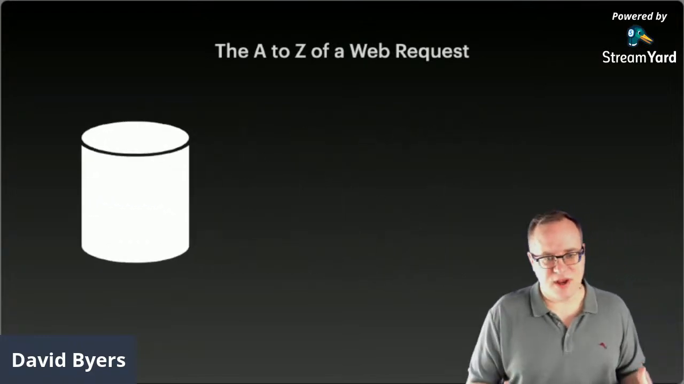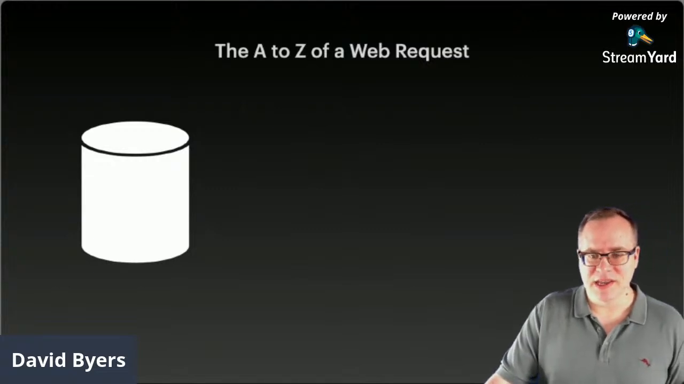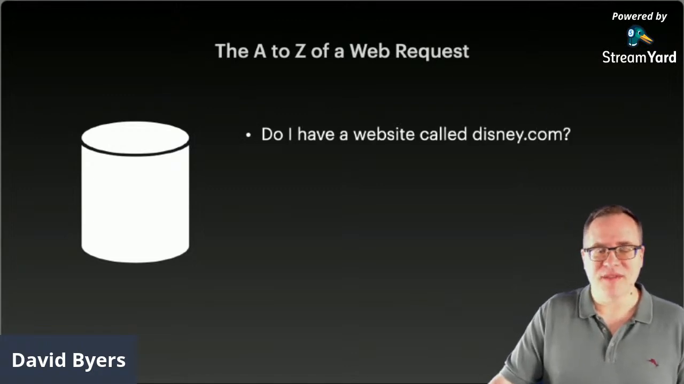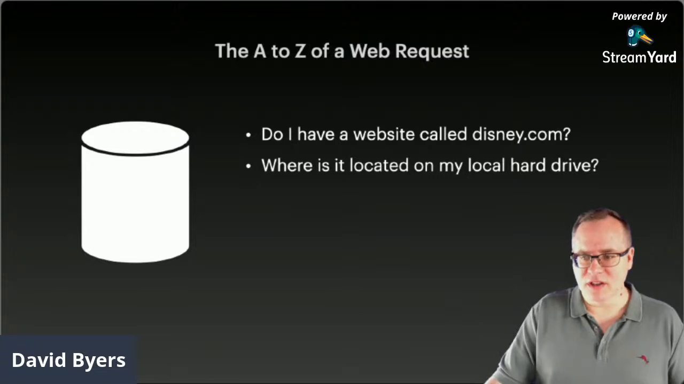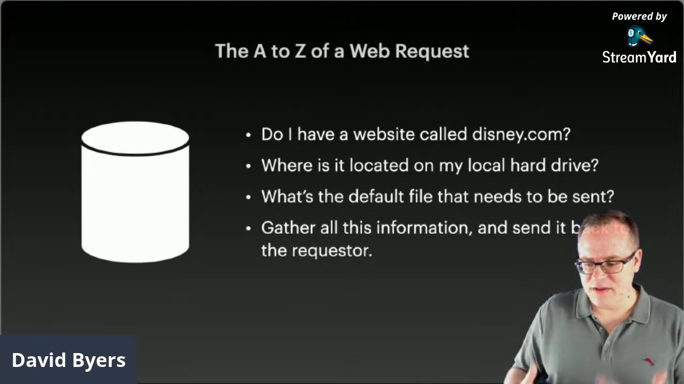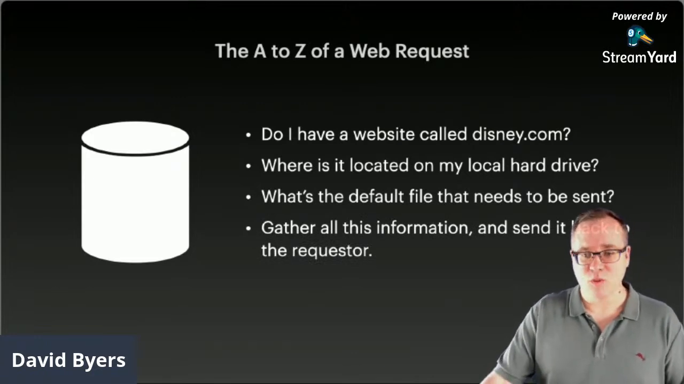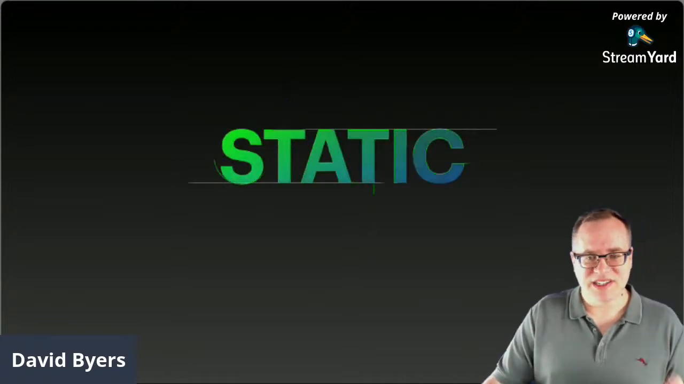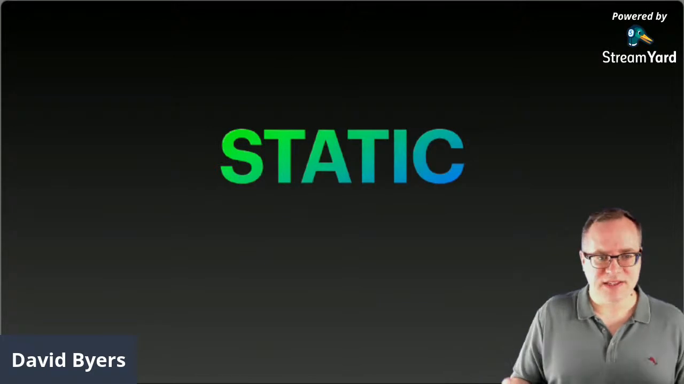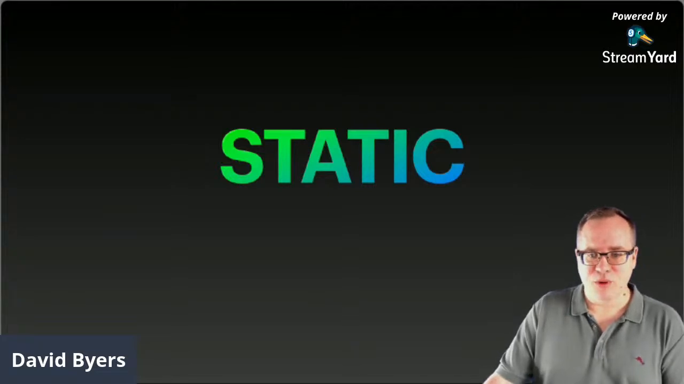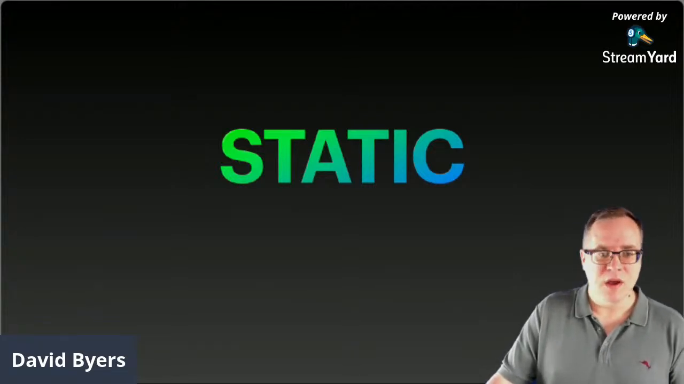But that server is doing a lot as well. It has to make a lot of decisions on how to serve and what to serve. So it has to ask itself, do I even have a website called Disney.com? Where's it located on my local hard drive? What's the default file that needs to be sent? And then it has to gather all of this information up and send it back to the requester, which at the time, again, this is '95, was really easy because most websites at the time were static. Whatever was in the file was what got served to the requester, and that was it. There wasn't a whole lot of pre-parsing or processing going on with those websites whatsoever.